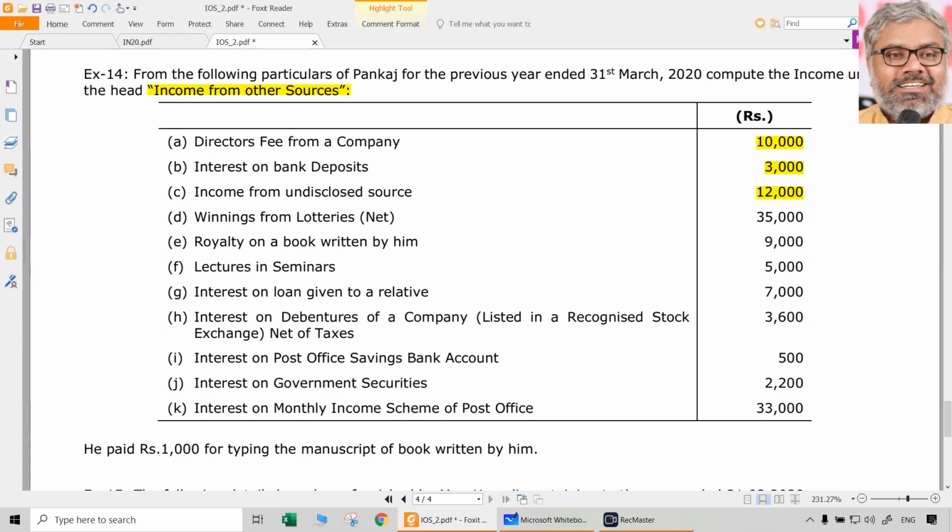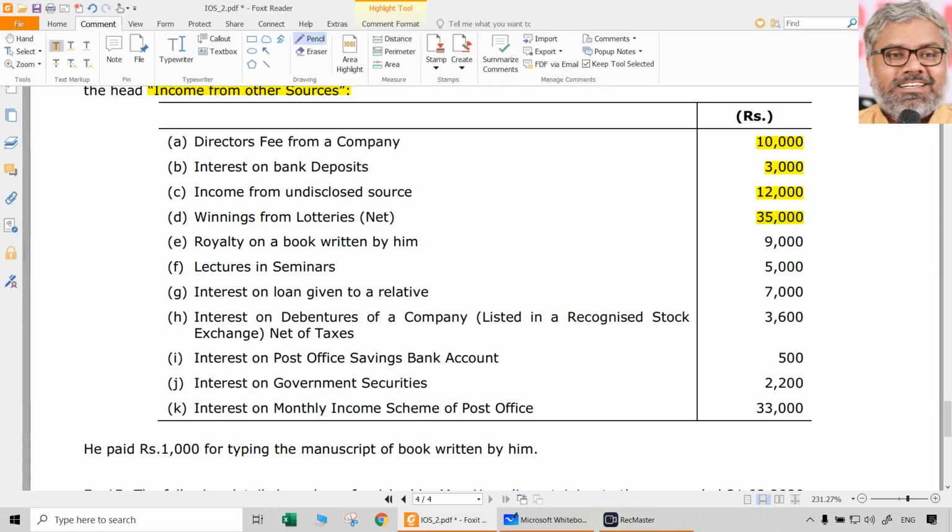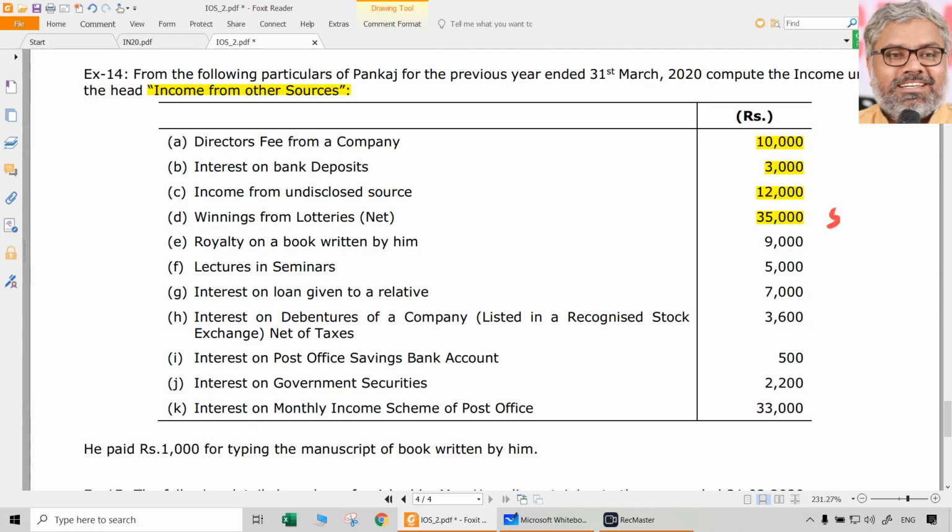Winnings from lotteries, net 35,000. See, when it is net 35,000, how much will become taxable? Gross it up. Gross will be 50,000. So 50,000 becomes taxable here. 35,000 into 100 by 70. Next. Royalty on a book written by him is 9,000, and also he is mentioning here 1,000 rupees were paid for typing the manuscript of the book written by him, that is expenditure, which means how much will be taxable? 8,000 rupees. 9,000 minus 1,000 expenses. So 8,000 is taxable from that.